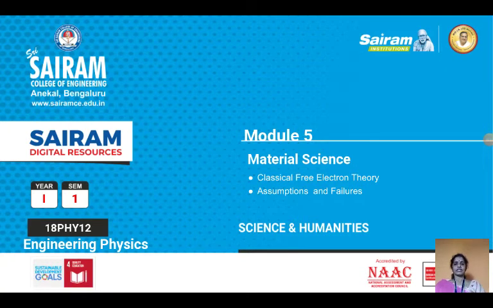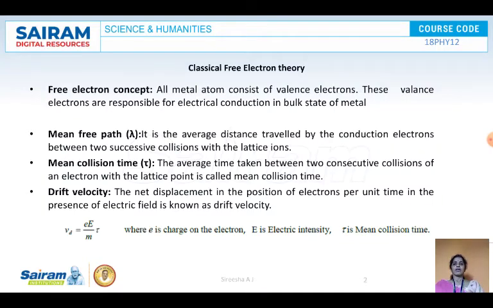Now, in this session we are going to start with Module 5, which consists of material science. We see the classical free electron theory, assumptions and failures. Free electron concept: what exactly is the free electron concept? We know that all metal atoms consist of valence electrons. These valence electrons are responsible for the electrical conduction in the bulk material state of a metal.